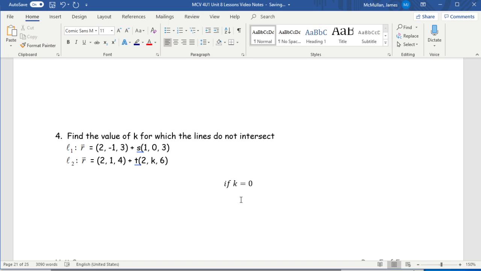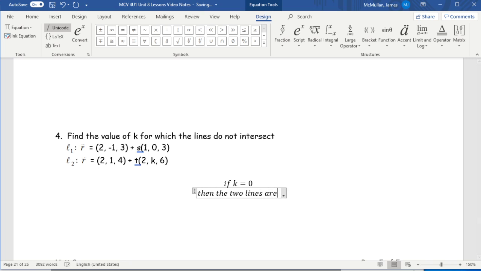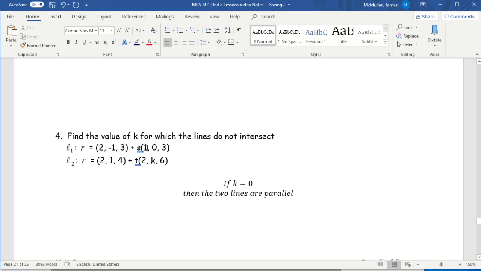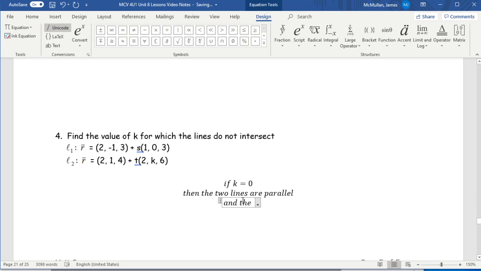So if k equals 0, then the two lines are parallel. Hopefully you can see that, because if you double this direction vector, you would get this direction vector as long as k is 0. And the points cannot be in common.